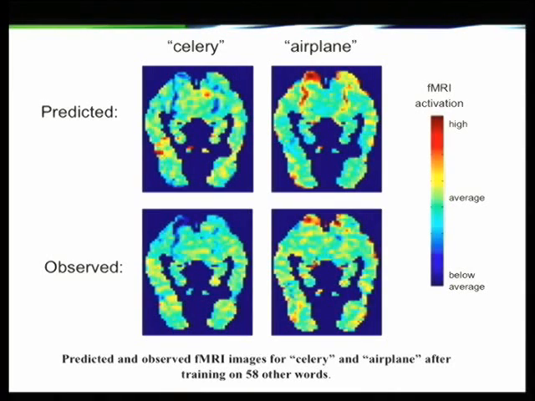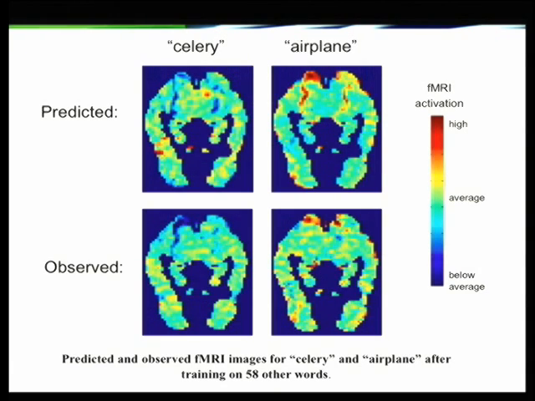And now we can apply it on the two words that we left out and didn't train on. So when we leave out celery and airplane, you see on the top the predicted images. And you see on the bottom what the program didn't get to see, which is the observed images for celery and airplane. And you can see they're not perfect, but you can also see that they capture some aspects of the neural activity. So that's what the model does.